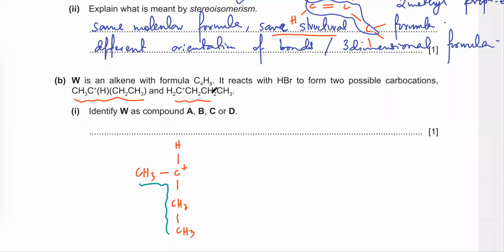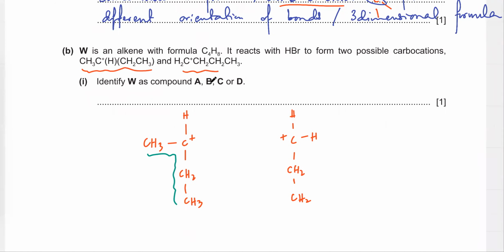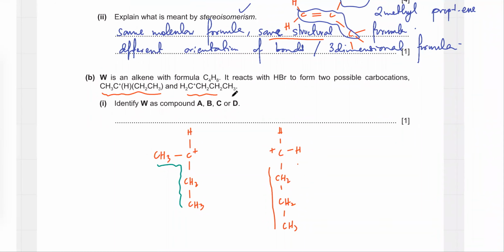The other one, again you have a carbocation at the top, with 2 H and a plus 1 charge. Then you have a CH2, CH2, and CH3. So that indicates that the 4 carbon atoms are forming a straight chain again. So these are the 2 possible carbocations.